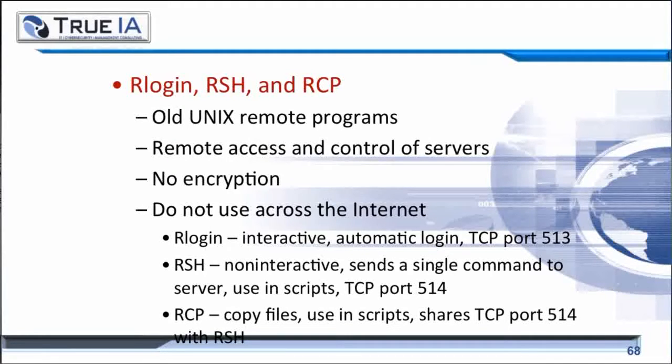Next, we'll talk about RLogon. You might see it as RSH or RCP. It's an old Unix remote program. It provided for remote access to control servers when we were using primarily dumb terminals. And just like Telnet, there is no encryption inherent in it, so it has begun to go by the wayside. The port numbers for RLogon, RSH, and RCP are TCP port 513, TCP port 514, and TCP port 514.